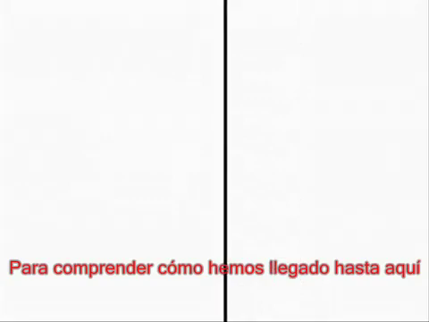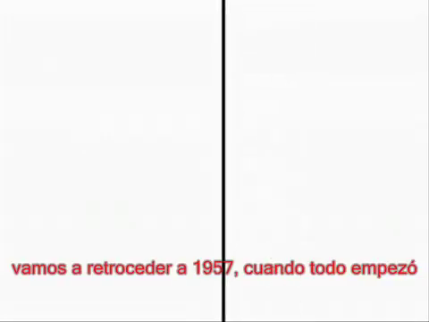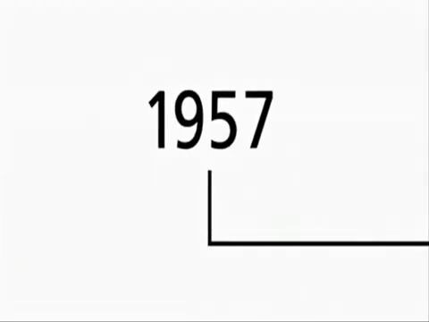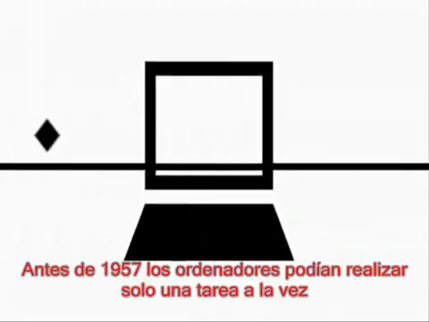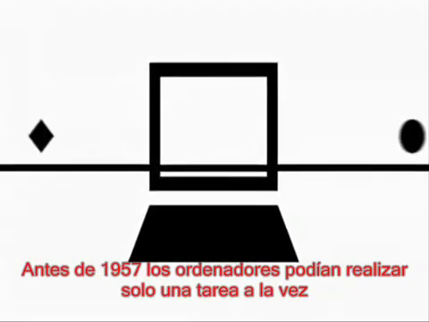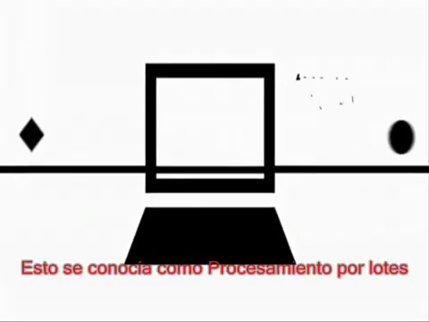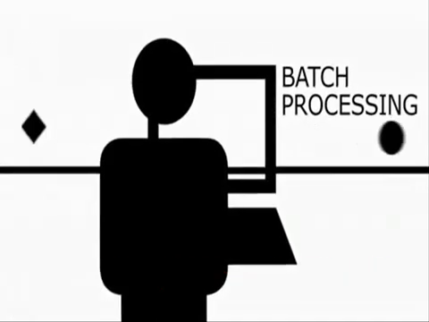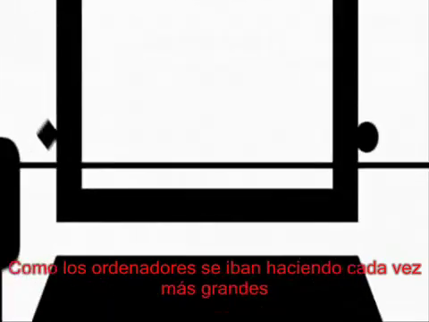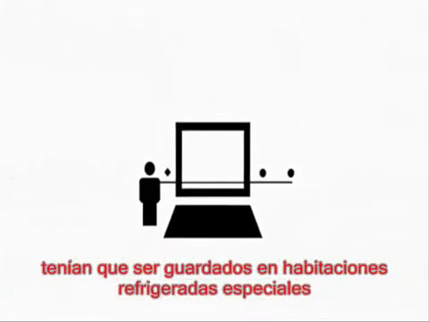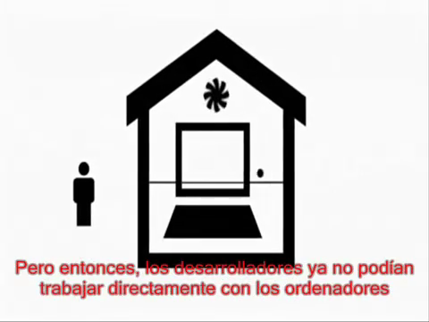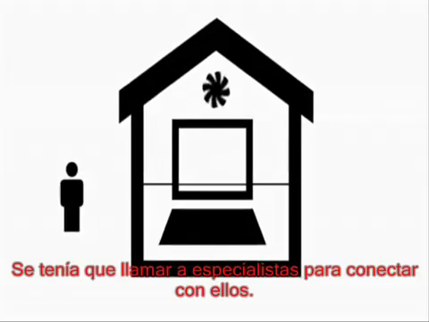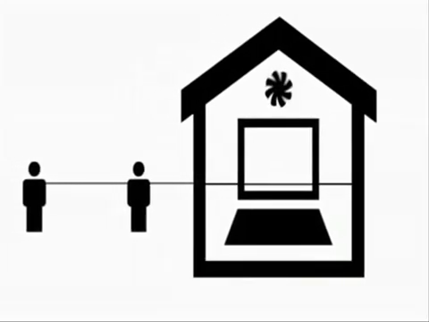In order to understand how we got this far, let's go back to 1957, when everything began. Before 1957, computers only worked on one task at a time. This is called batch processing. Of course, this was quite ineffective. With computers getting bigger and bigger, they had to be stored in special cooled rooms. But then the developers couldn't work directly on the computers anymore. Specialists had to be called in to connect them.